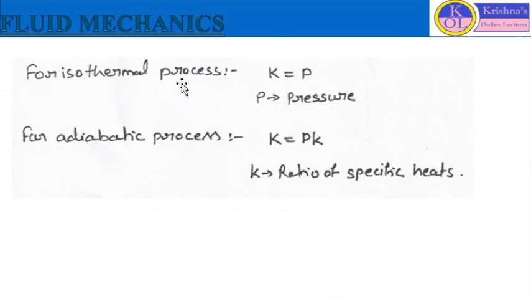For the isothermal process, the relationship is K equals P, where K is the bulk modulus and P is the pressure, as per the relationship P by rho equals constant, where temperature is always constant. And for the adiabatic process, where the heat transfer is zero, the relationship is K equals kP, where capital K is the bulk modulus, P is the pressure, and small k is the ratio of specific heats. So this is for the isothermal process, and this is for the adiabatic process.